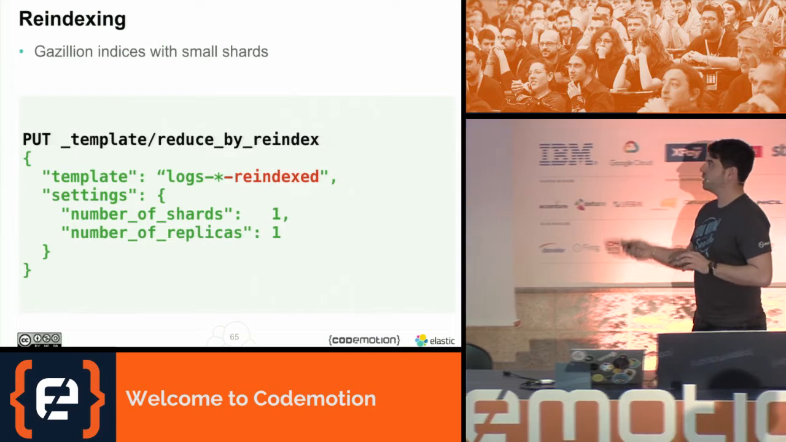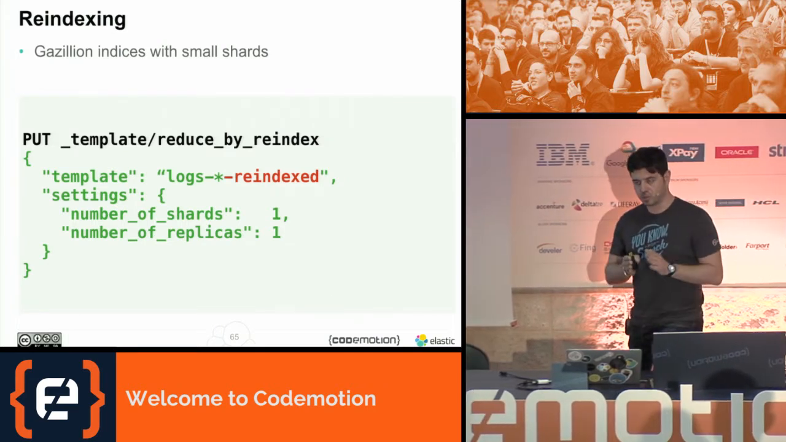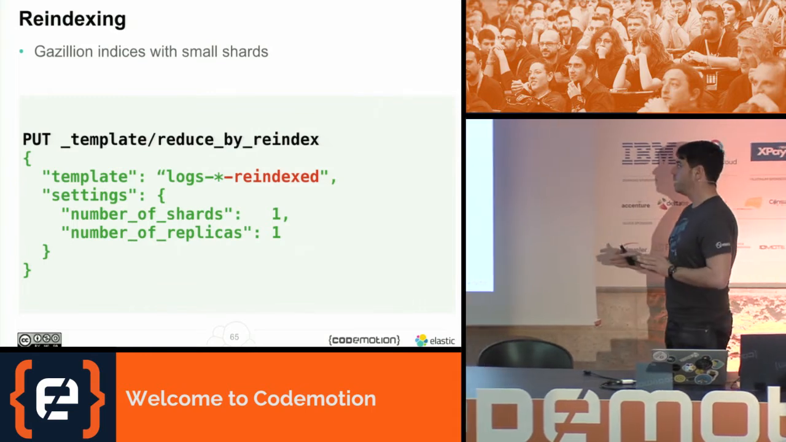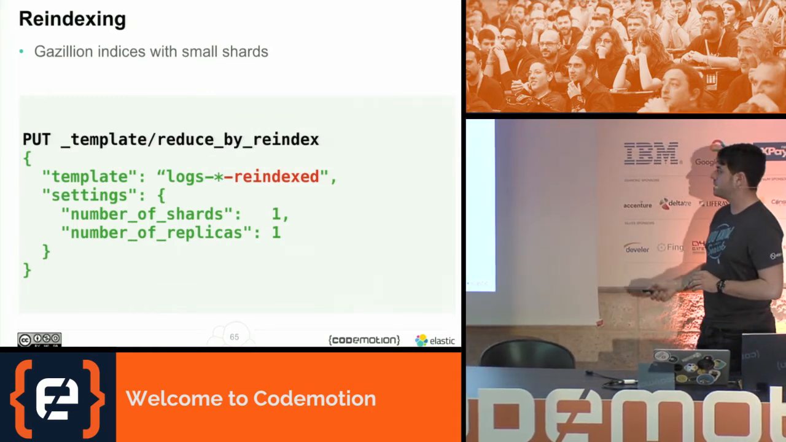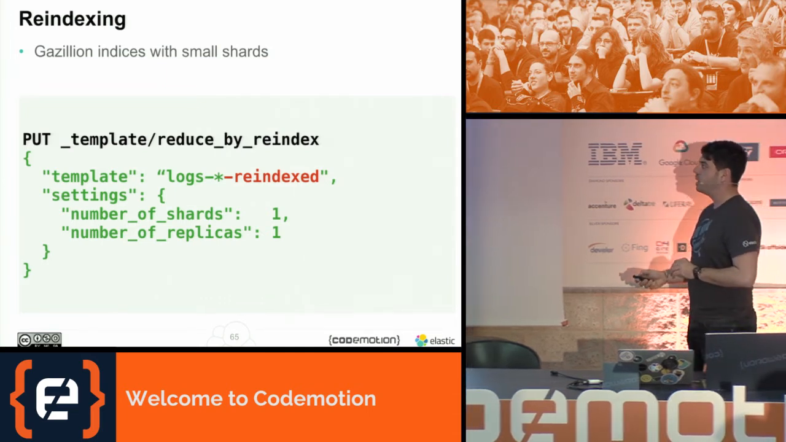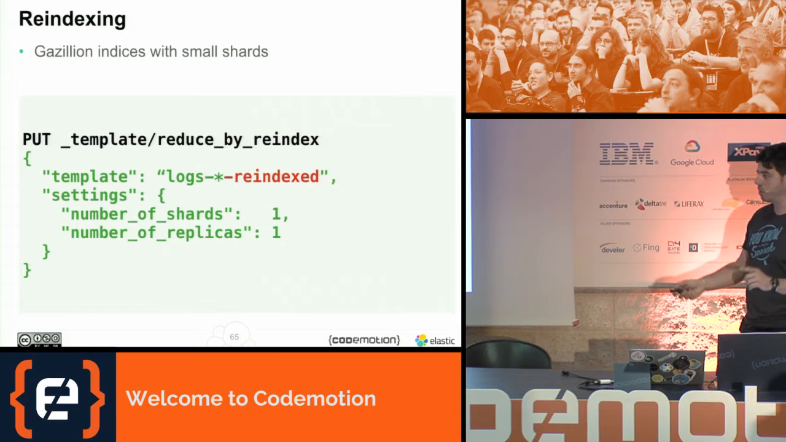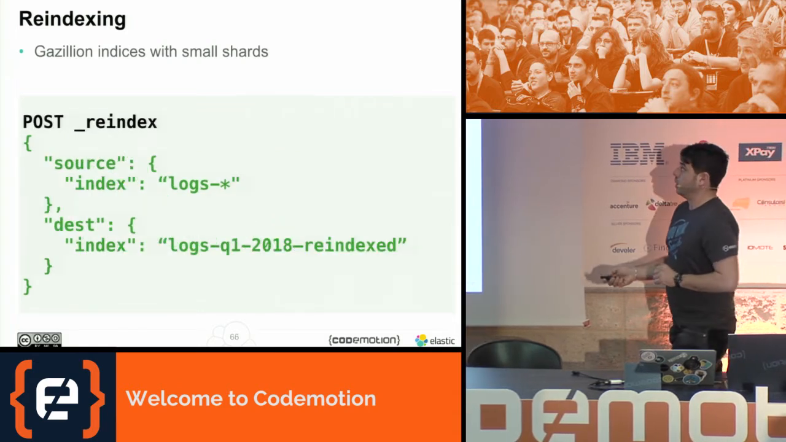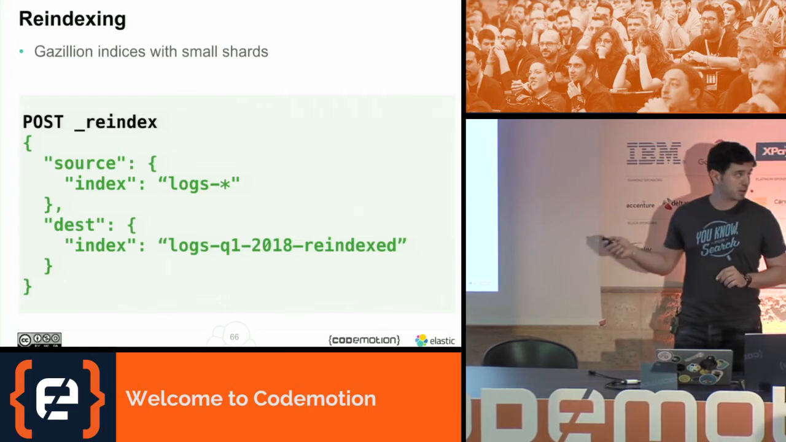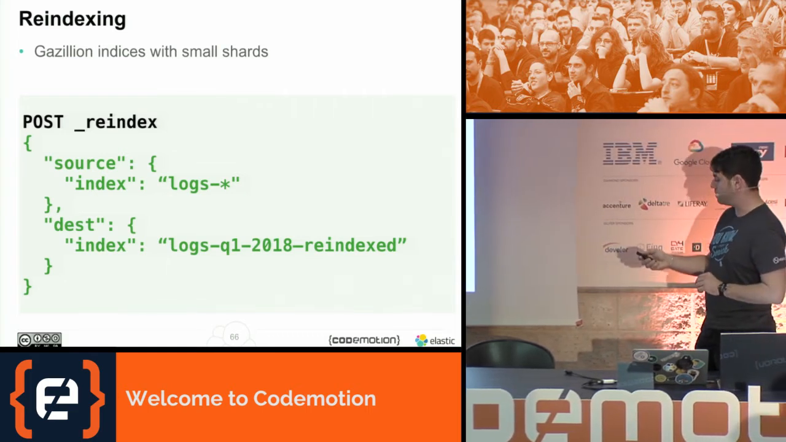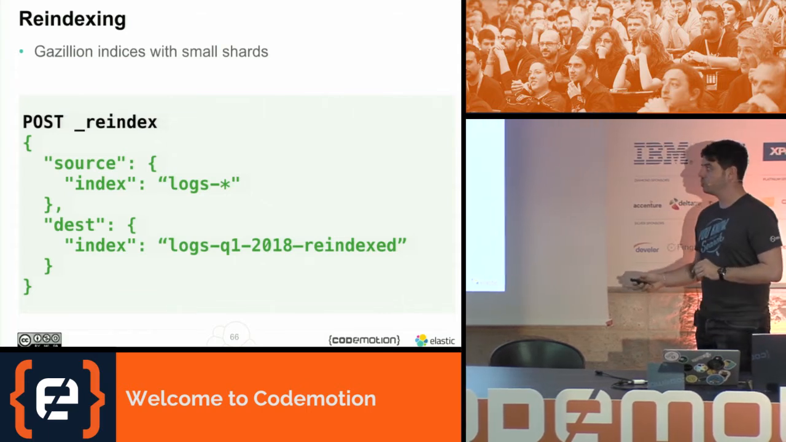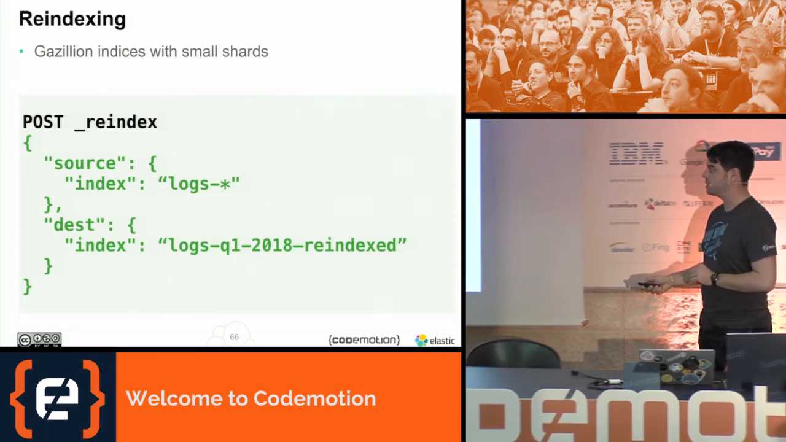So what we can do here, the idea is basically to collapse all these indices into fewer indices. In this case, we go to 1. We define, again, a template that says all the indices matching this expression will need to have just 1 primary and 1 replica. And then once we have that template, we can call the reindex endpoint. We specify what data we want to reindex, all our gazillion shards. Where do we put it? We put it in this index.